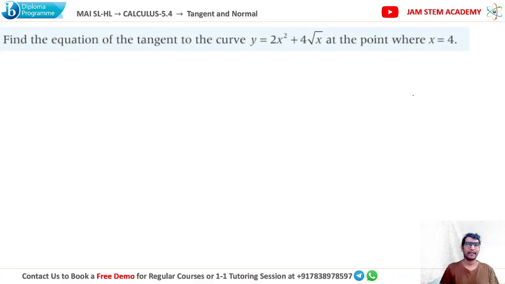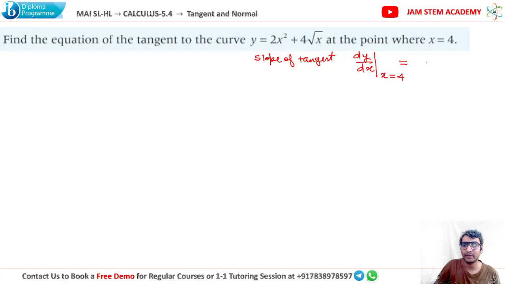Here is the question. It says: find the equation of the tangent to the curve y equals 2x squared plus 4 square root of x at the point where x equals 4. In order to find the equation of the line, we need two things, as I said. First is the slope of the tangent line at that point, meaning we are looking for dy over dx when x equals 4. We can easily calculate that.